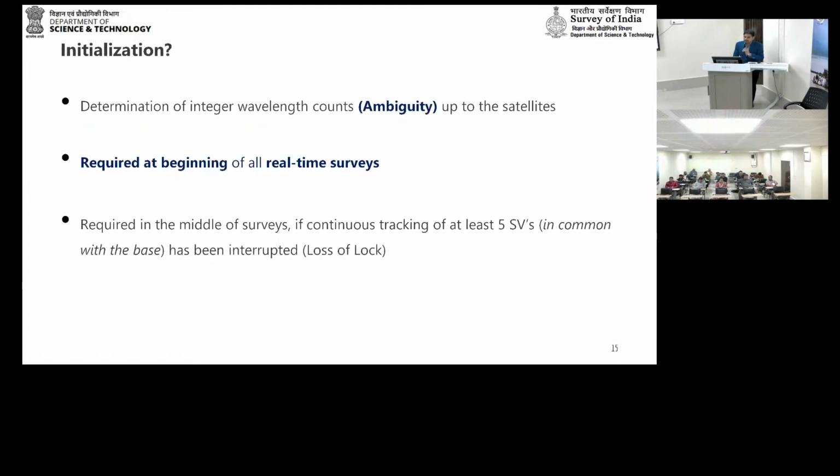Initialization. Initialization is the determination of integer wavelength counts. It means the number of integer wavelengths to the satellites, or getting the rough location, is called initialization. It is required at the beginning of all real-time survey works. It is also required in the middle of surveys where continuous tracking of at least 4 satellites is interrupted. That means if there is a loss of connectivity, then initialization is also required.